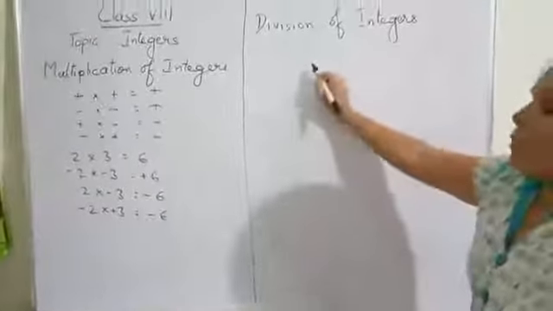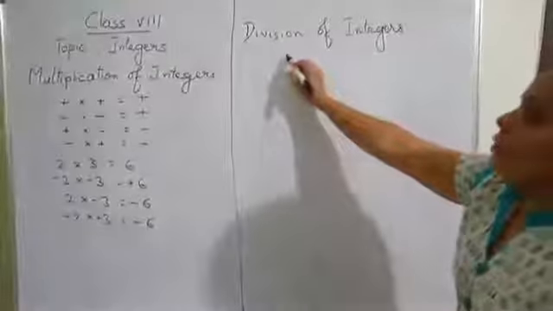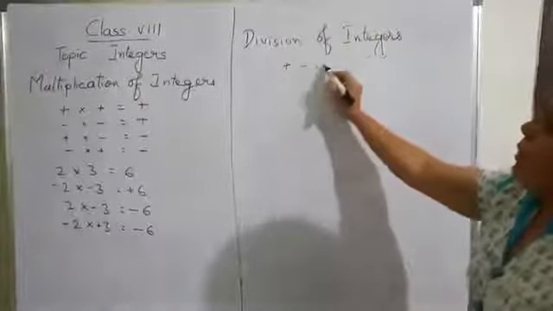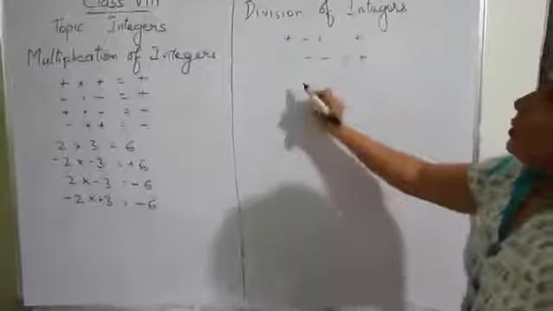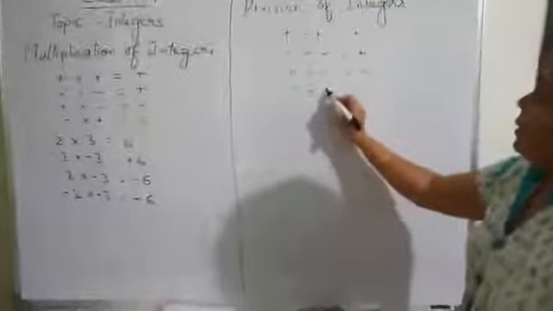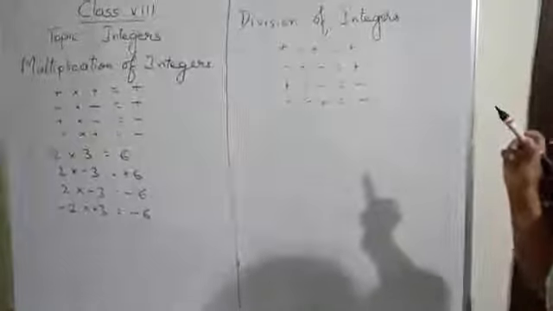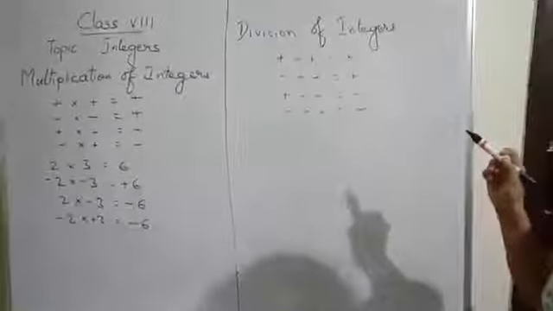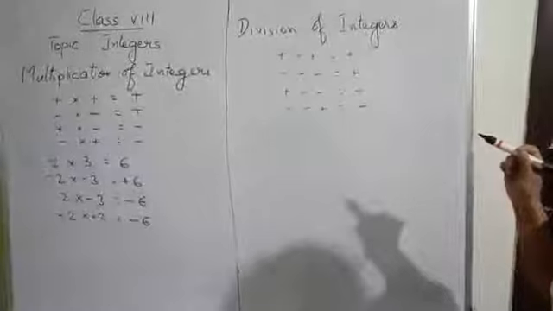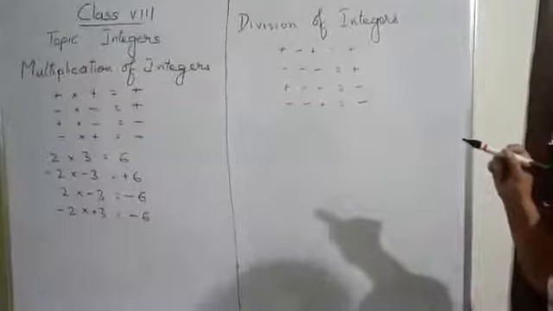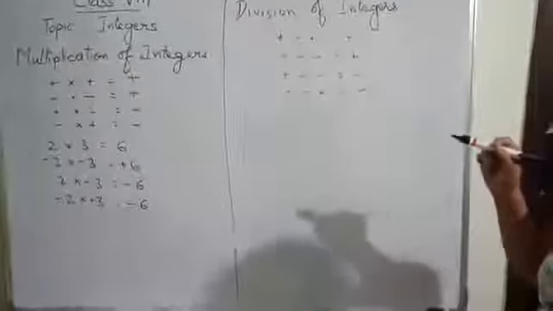Division of integers, same like multiplication only, here also you have the same. Plus divided by plus is plus, minus divided by minus is plus, plus divided by minus is minus, and minus divided by plus is minus. The same way of multiplication only, here you are doing division. Positive divided by positive gives you a positive number, negative divided by a negative number gives you a positive number. A positive number divided by a negative number gives you a negative number, and a negative number divided by a positive number gives you a negative number.